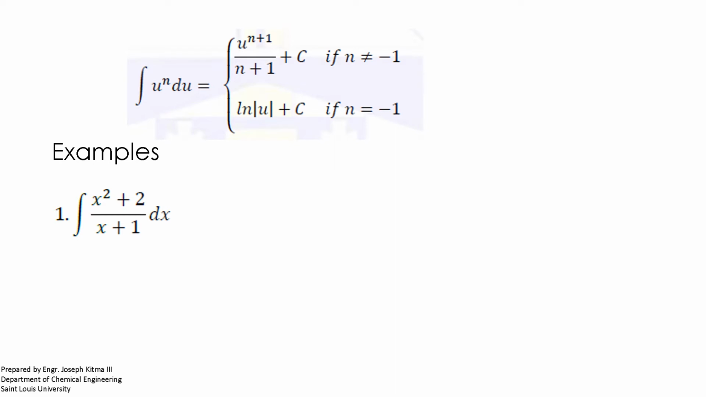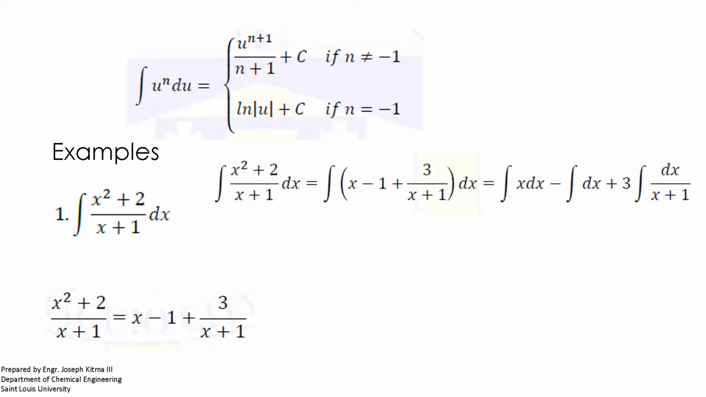We need to divide the numerator by the denominator using long division from algebra. So if we do it, we will obtain x squared plus 2 all over x plus 1 equal to x minus 1 plus 3 all over x plus 1. Therefore, if we incorporate this into the integrand, this is what we get.